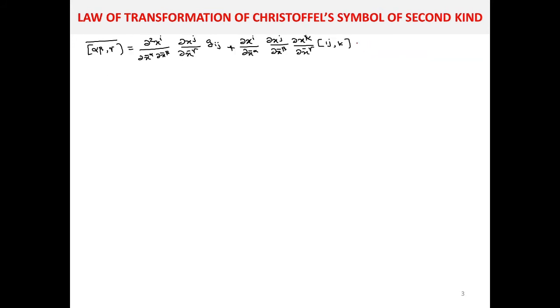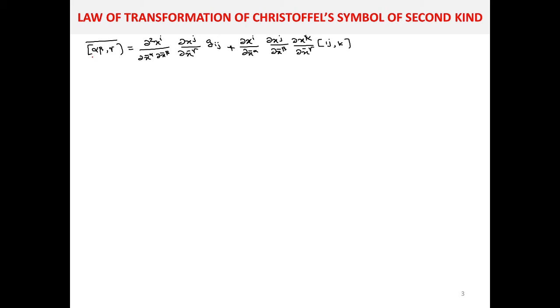So the transformation equation for the Christoffel symbol of the first kind is [αβ,γ] bar equal to ∂²xi/∂x̄α∂x̄β times ∂xj/∂x̄γ times g_ij, plus ∂xi/∂x̄α, ∂xj/∂x̄β, ∂xk/∂x̄γ times [ij,k]. Okay, so this is the transformation equation for the Christoffel symbol of the first kind.